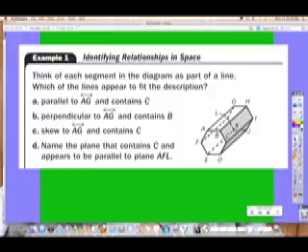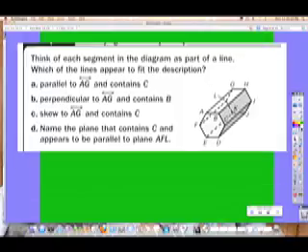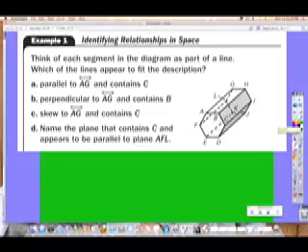So parallel to AG. Here's AG, but it has to go through C. Do you know what line goes through C, but it's going to be parallel to AG? I'm going to call somebody. Are you ready? Maddie, what do you think? Which one?